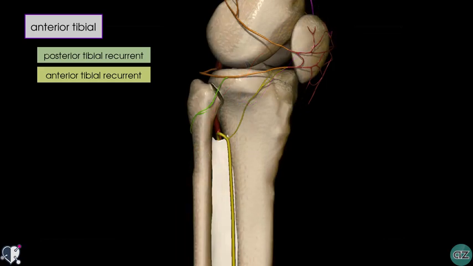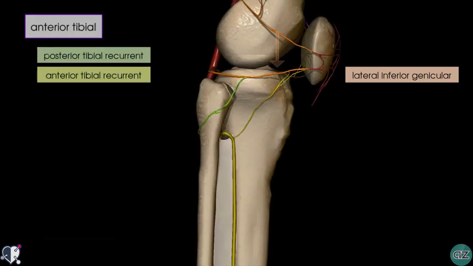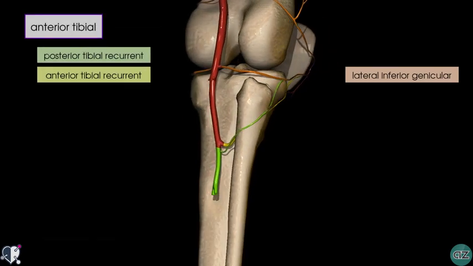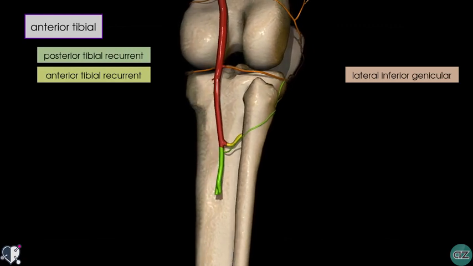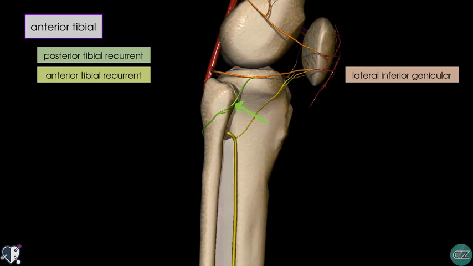I've just switched over to a different model which illustrates how the anterior tibial recurrent artery anastomoses with the lateral inferior genicular branch of the popliteal. So if I rotate the model around, you can see the lateral inferior genicular coming off the popliteal artery. And you can also see this other branch anastomosing, which is the circumflex fibular artery of the posterior tibial artery, which I'll come back to talk about.